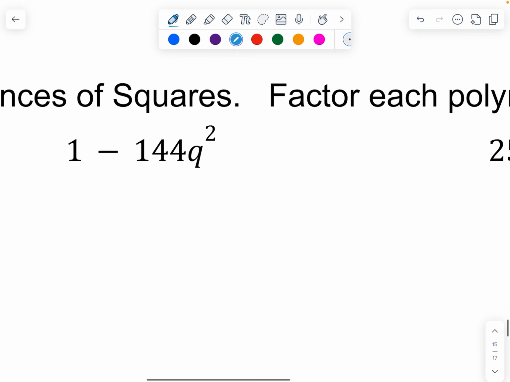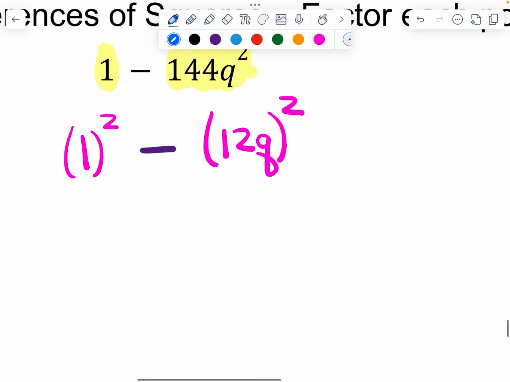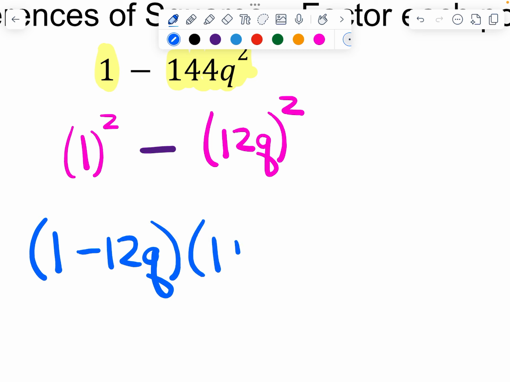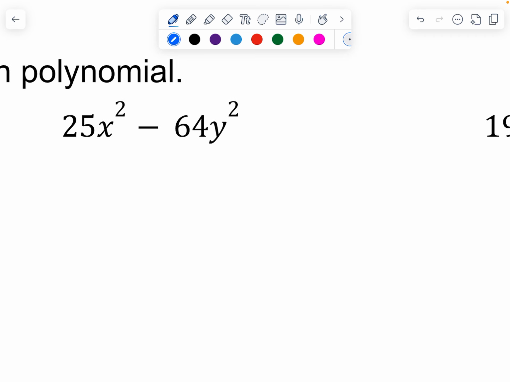Okay, so let's do it here. If I look at these two right here, are they perfect squares? So 1 is the same thing as 1 squared. 144q squared is the same thing as 12q all squared. And yes, they have a minus sign in between them. So what you're going to do is take 1 minus 12q, 1 plus 12q. Now, does it matter which one has the addition and which one has the subtraction? Absolutely not.